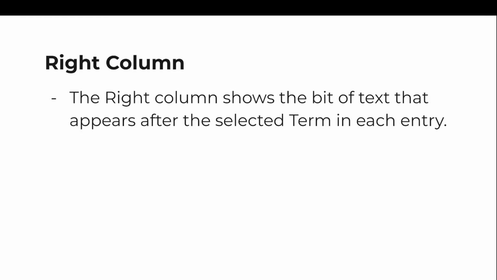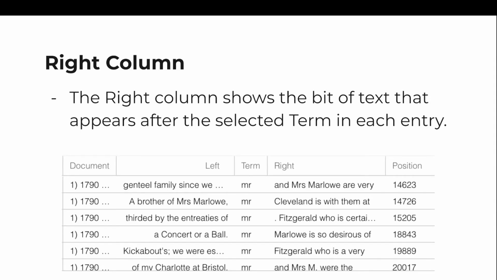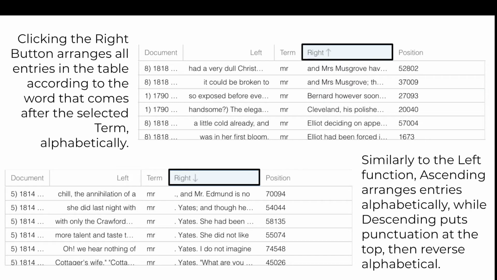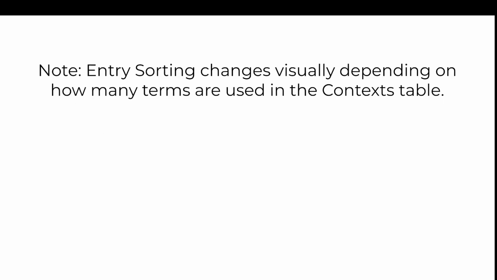The right column shows the bit of text that appears after the selected term in each entry. Clicking the right button arranges all entries in the table according to the word that comes after the selected term, alphabetically. Similarly to the left function, ascending arranges entries alphabetically, while descending puts punctuation at the top, followed by reverse alphabetical order. Note: entry sorting changes visually depending on how many terms are used in the context table.